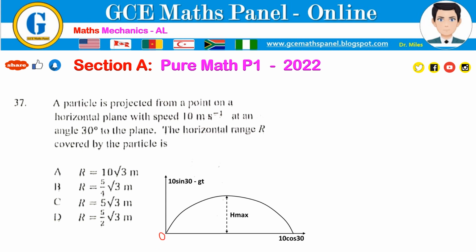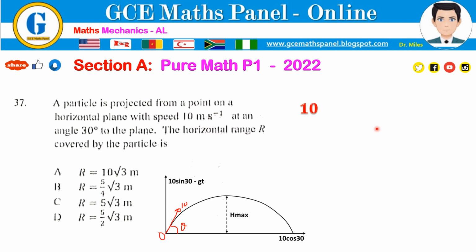Let us call it O. From this point, this is the velocity that we have, which is 10. And this is the angle theta, because they said from the horizontal. Since this is the angle theta, our x component of the velocity is given by 10 cos 30, and the y component is given by 10 sin 30 minus gt. Why minus gt? Because it is moving against gravity. If it was falling, g would have been positive.